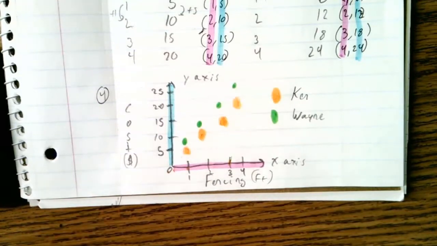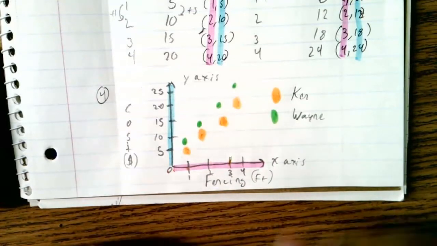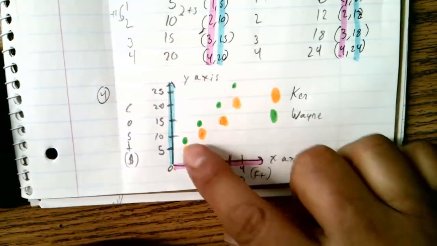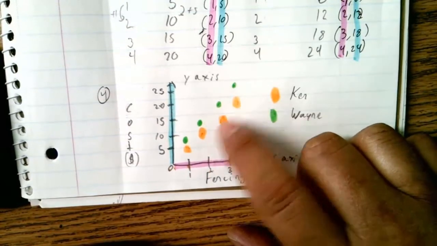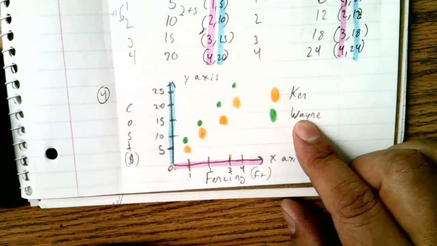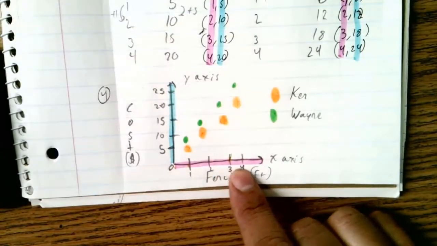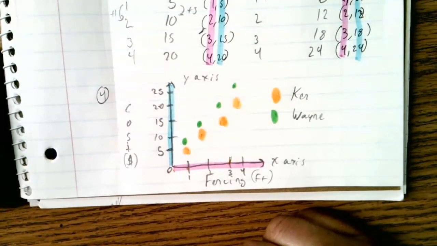Okay. Remember what I said with the other problem? Describe the pattern. What do you see? Okay, there's many things you can say. And I'll write this down, but I want to say it first. I see that Ken's line is straight, it's steep, but Wayne is steeper. I also see that as the amount of fencing increases, the cost increases, which should make sense, right? The more you buy, the more you spend.